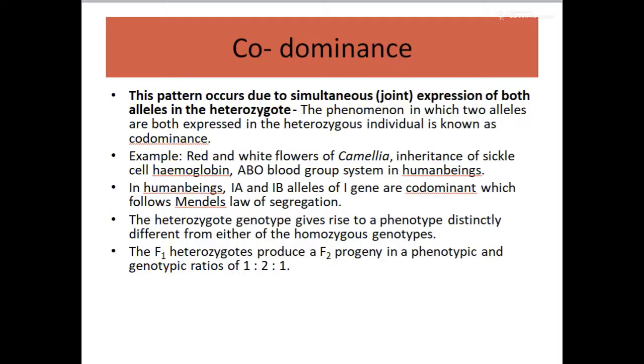And here, the heterozygote will give rise to a phenotype which is distinctly different from either of the homozygous genotypes. And the F1 heterozygote will produce an F2 progeny in the phenotypic as well as in the genotypic ratio of about 1:2:1. So, let's explore some examples of codominance.